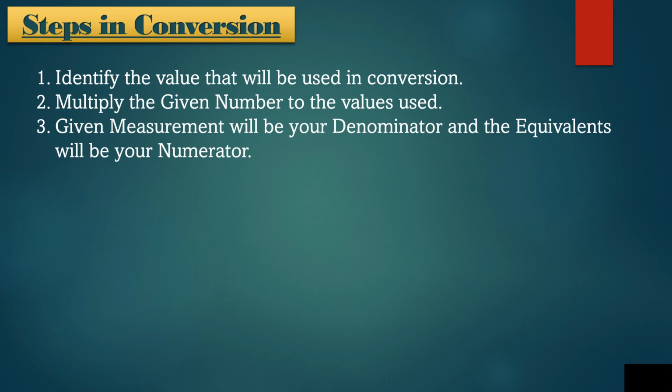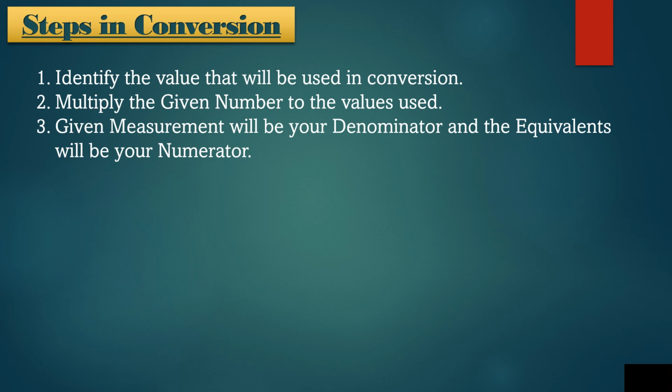Step number 1 is to identify the value that will be used in conversion. Okay, so kung nakita nyo naman kanina siguro yung table natin, ang gagawin nyo ay hahanapin nyo doon yung value na kailangan natin kapag tayo ay nag-convert. So, that is your step number 1. Okay, step number 2 is multiply the given number to the values used. Okay, so imamultiply nyo yung given doon sa value na required na gamitin natin para i-multiply.